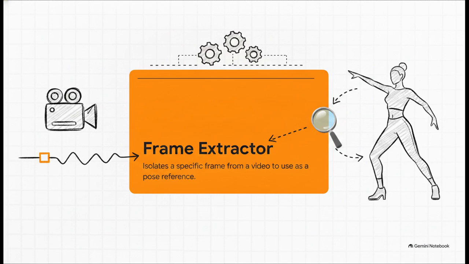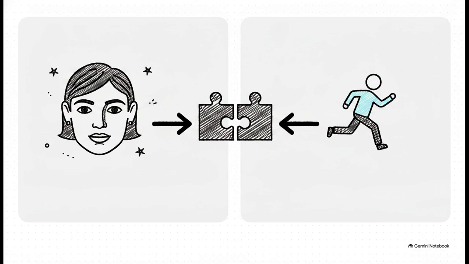Just extract that single specific still frame and save it. Why? Because isolating that very first frame is absolutely crucial. It tells the AI exactly what the starting pose needs to be for the upcoming animation. And this brings us right to the merge phase.